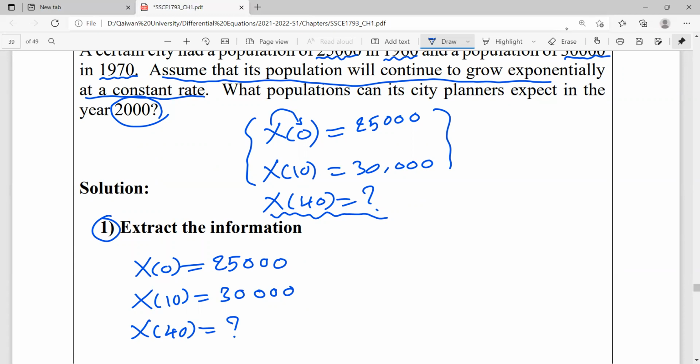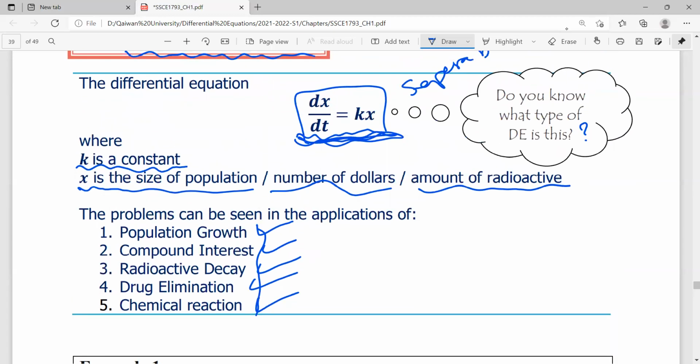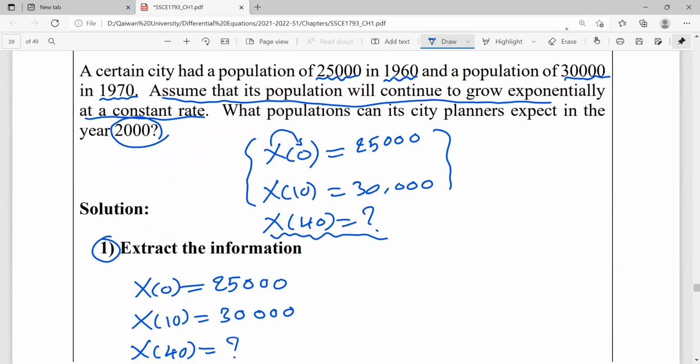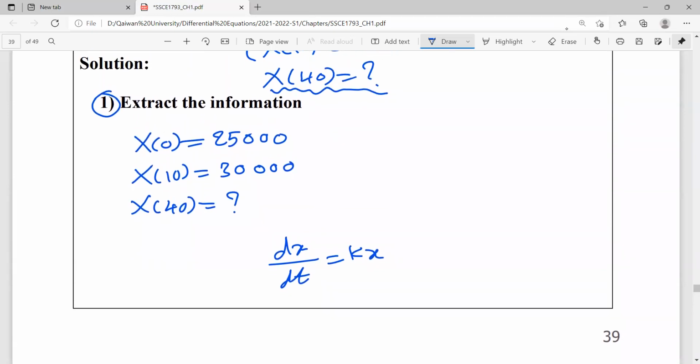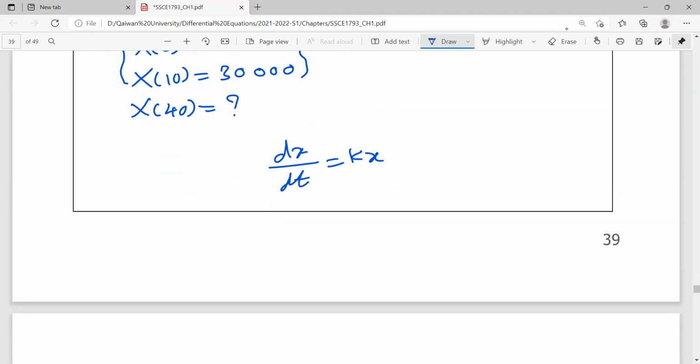Which equation do we use? We use this differential equation, dx by dt equals kx. We use it in solving this problem. The given information is only these two conditions, and we should find the population of that city after 40 years. Let's first solve this differential equation, and then we apply the conditions to find the values of the constants.